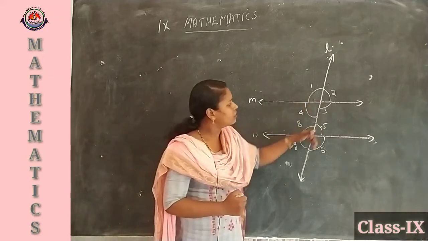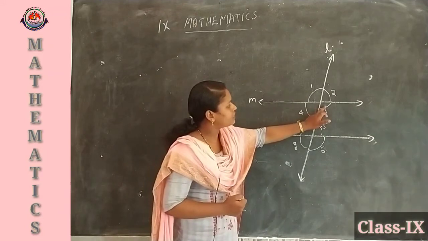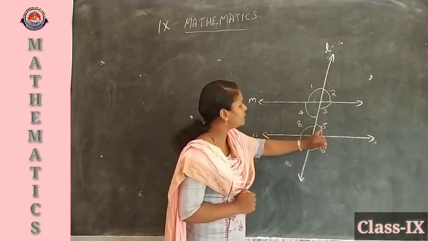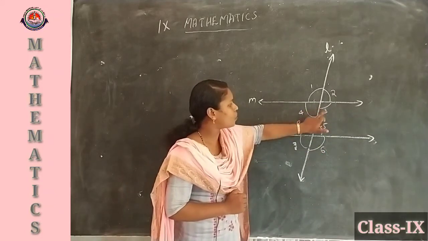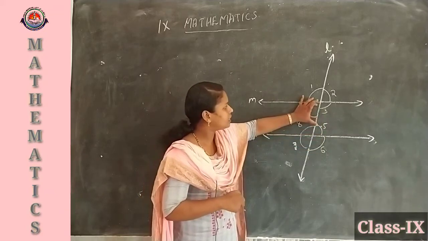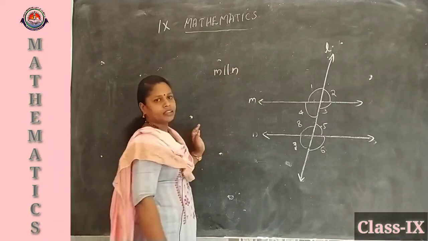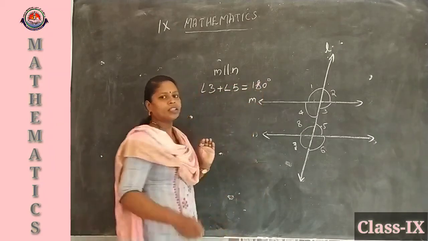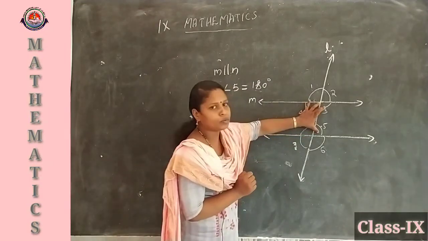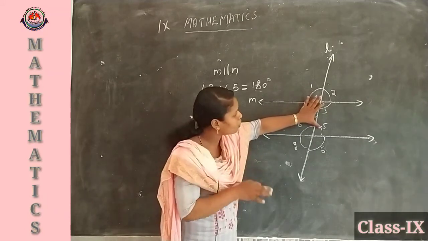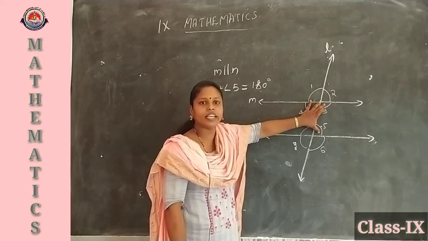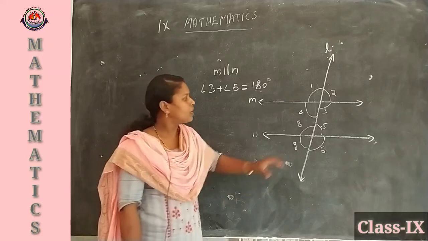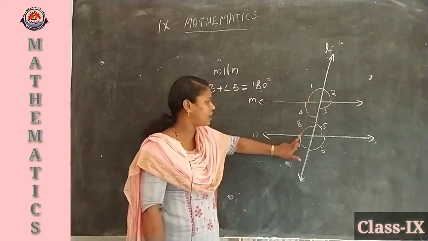Then the third theorem is about co-interior angles, or interior angles on the same side of the transversal. That is, if the lines are parallel, then the pair of co-interior angles will be supplementary. That is, here M is parallel to N, then the co-interior angles, angle 3 plus angle 5, equal 180 degrees. Then what will be the converse theorem? That is, if the sum of angle 3 plus angle 5, the co-interior angles on the same side of the transversal, is 180 degrees, then the lines will be parallel.